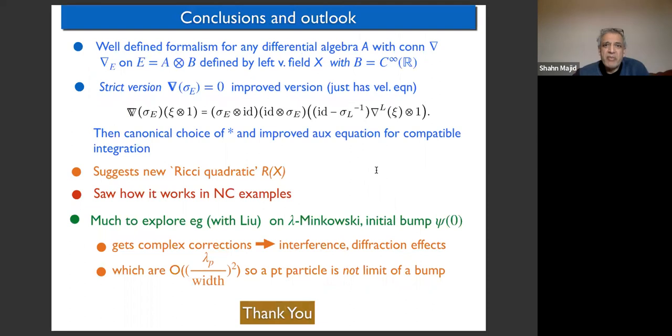And I think I pretty much have to wrap up here. Sorry, I've gone over time. We've just seen this general framework. You have to relax this condition slightly. This is a slightly weaker version, which doesn't have the geodesic auxiliary equation that was too strong. There's some notion of a Ricci tensor that comes out of this. We've seen how it works in examples, and we can explore the physics. This is in my other paper. Okay, thanks very much.